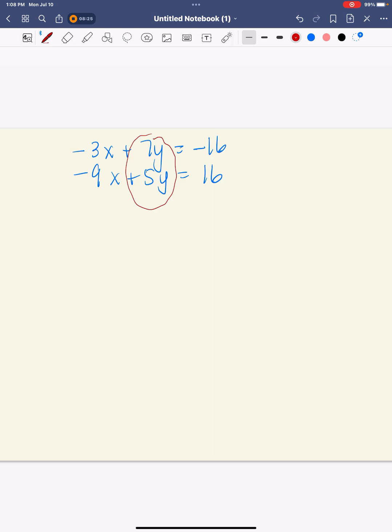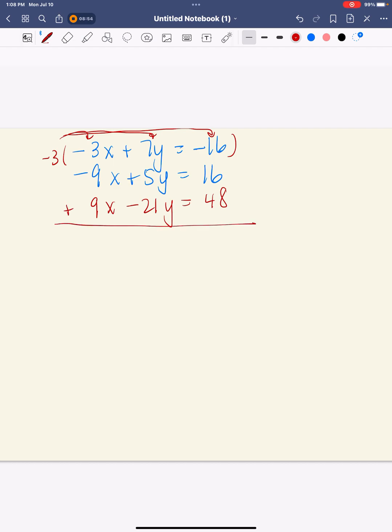But that may be a lot of work and make my numbers hard to deal with. So what I'm going to do is decide, you know what, let me eliminate x, because if I multiply the top one by a negative 3, when I do the distributive property, I'm going to get a positive 9x. When I multiply that negative 3 to every term, I get 9x, negative 21y, and then positive 48. You see that? You're always trying to achieve elimination, and it is okay to multiply by that negative number to make that elimination happen.